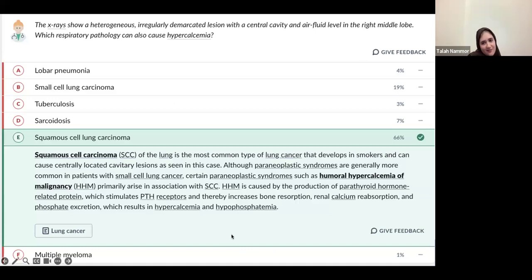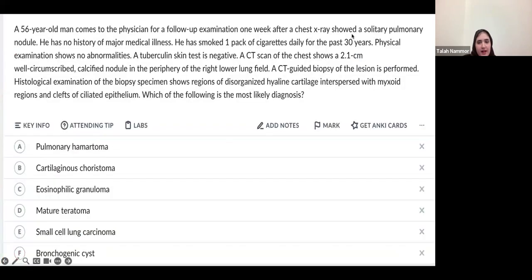Exactly. So squamous cell lung carcinoma is the most common type of lung cancer in smokers, and it usually has a paraneoplastic syndrome associated with hypercalcemia. Guys, squamous cell carcinoma releases PTHrP, which is like a mimicker of parathyroid hormone. So that's why we have hypercalcemia.